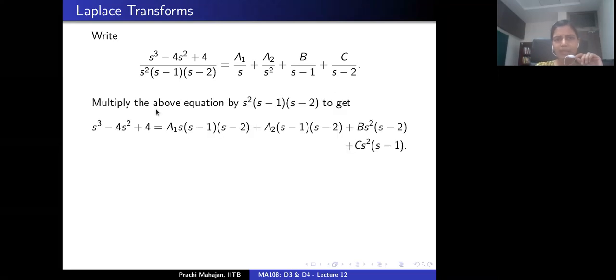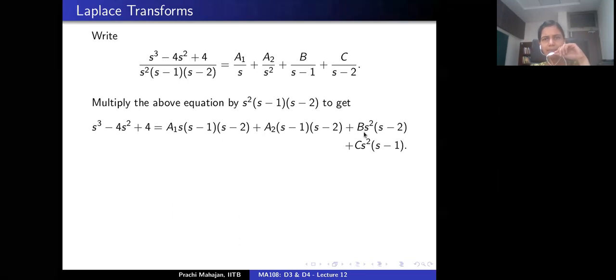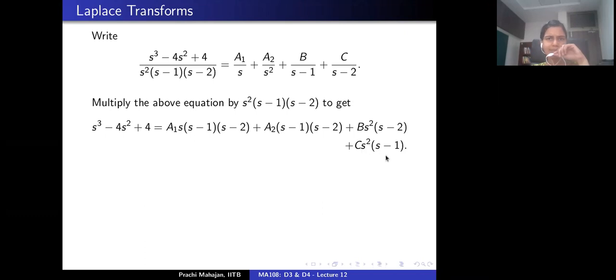So we multiply the above equation throughout by s square, s minus 1, s minus 2. So what do we get? We will have the numerator as it is, s cube minus 4s square plus 4, equal to a1 s times s minus 1 times s minus 2, plus a2 times s minus 1 times s minus 2, plus b s square times s minus 2, plus c s square times s minus 1. Looks correct.